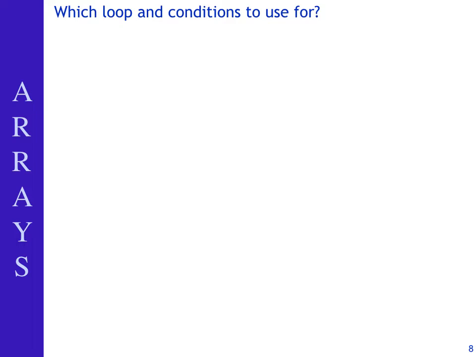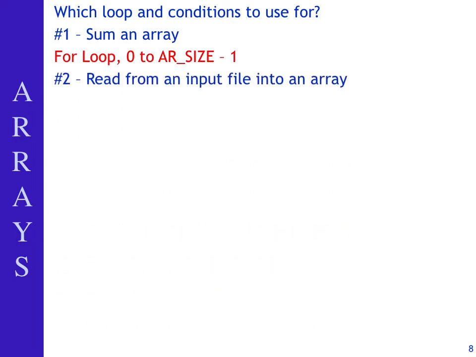Which loop and conditions should we use for different implementations using arrays? Let's see the first one. We're going to sum all the content of the array. In that case, we're going to traverse the entire array, so we use a for loop, and of course we go from 0 to array size minus 1 as the index.